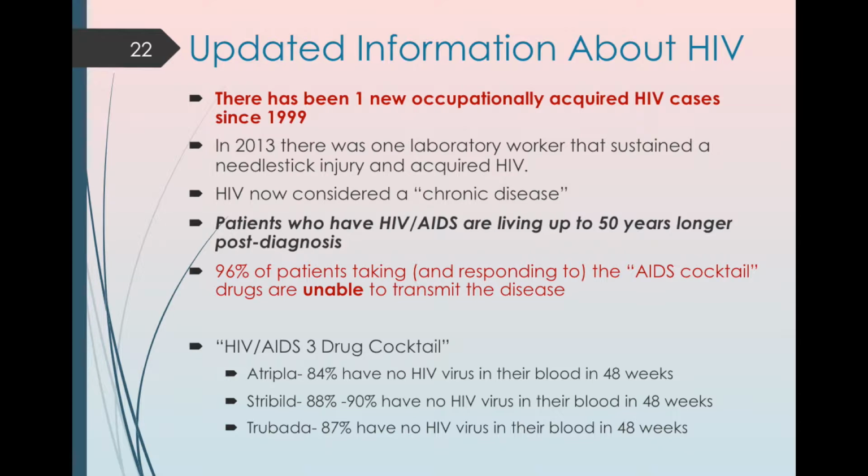HIV is now considered a chronic disease. People are living with this now 50 years longer post-diagnosis than they have been in the past. And 96% of patients taking and responding to the AIDS cocktail, the 3 mix of drugs, are actually unable to transmit the disease. The AIDS cocktail is the 3 drugs listed below. I'm not even going to try to pronounce them because that would be amusement in itself. But essentially within 48 weeks on this mix of medications, the individuals have no HIV virus in their blood. They're not able to transmit it to others. They are not cured from it, but they cannot transmit it to others.